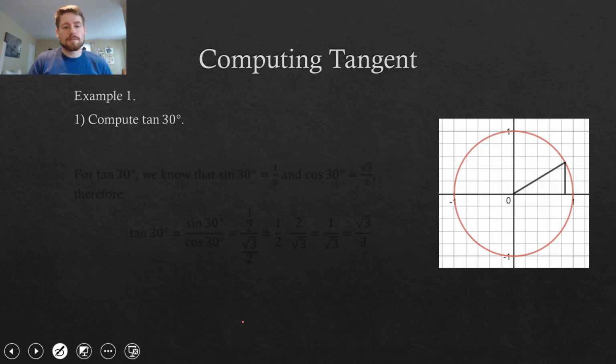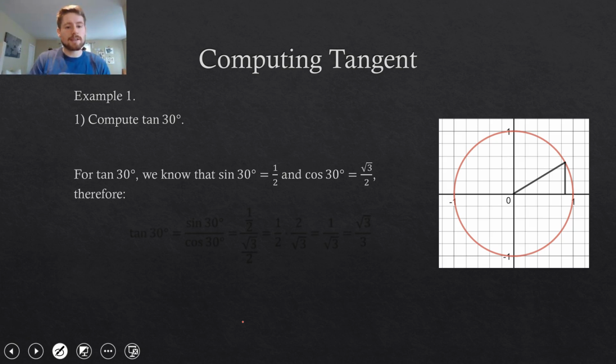Let's look at the tangent of 30 degrees. If I want to compute tangent of 30, I really need to know both sine of 30 and cosine of 30. So I need to understand that unit circle very well to compute tangent. We know that sine of 30 is 1/2. We draw the 30-degree angle, and we know that the sine is 1/2 and the cosine is √3/2.